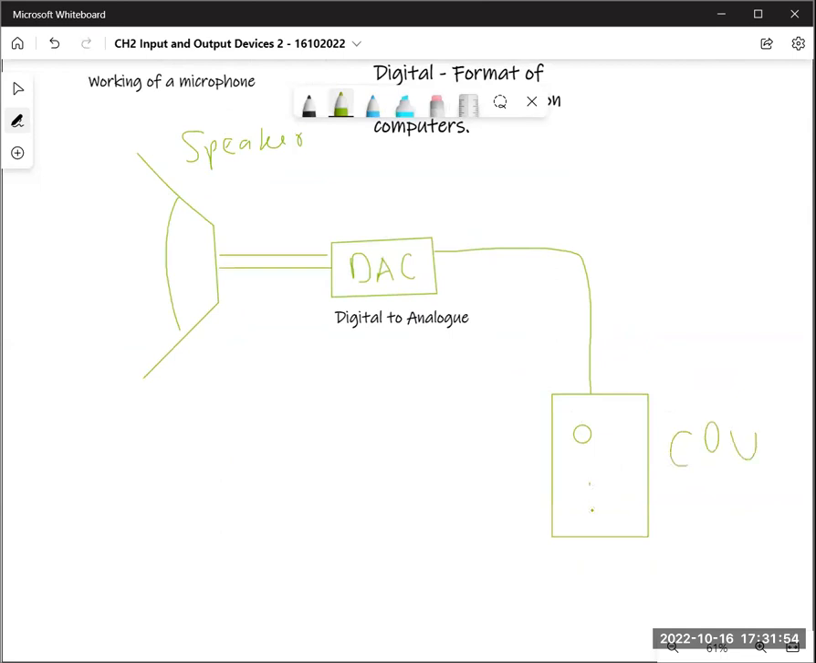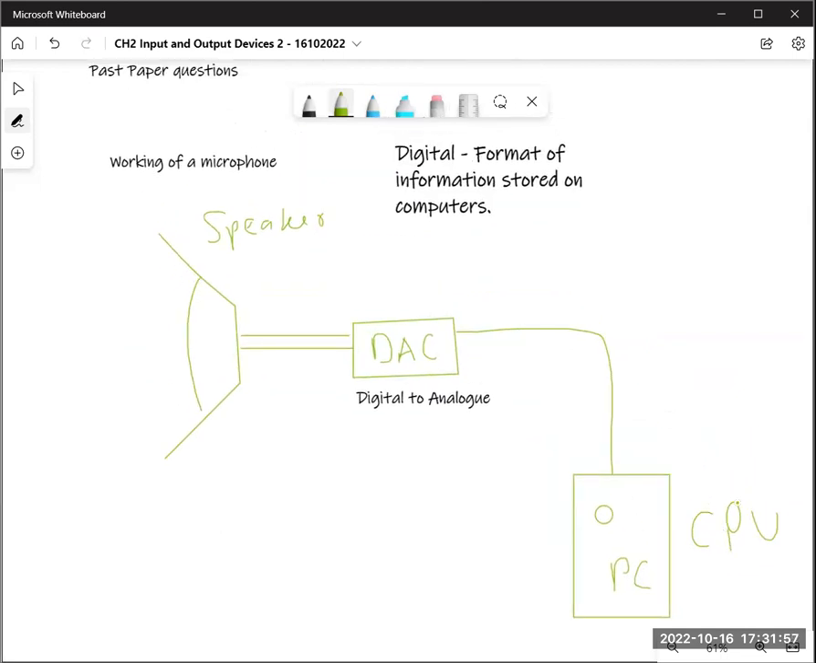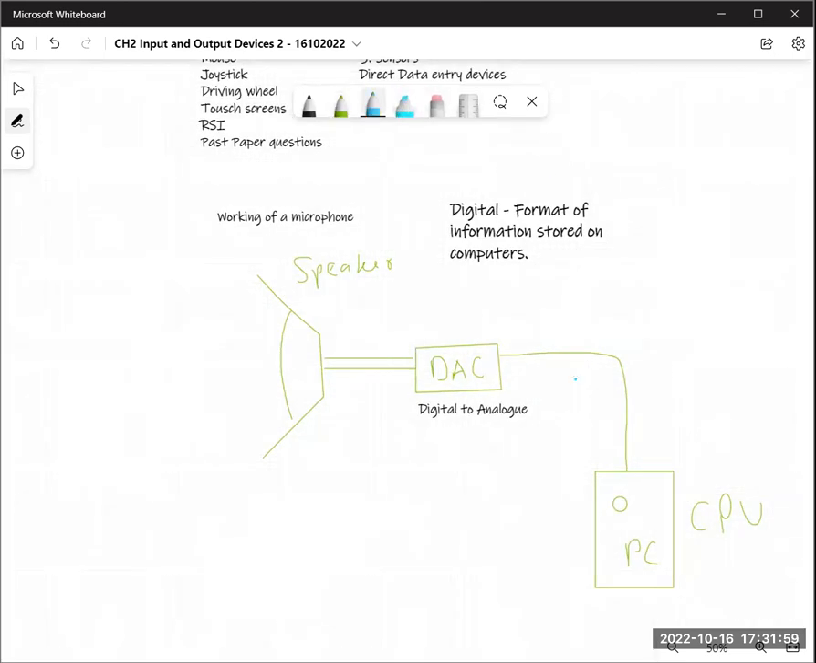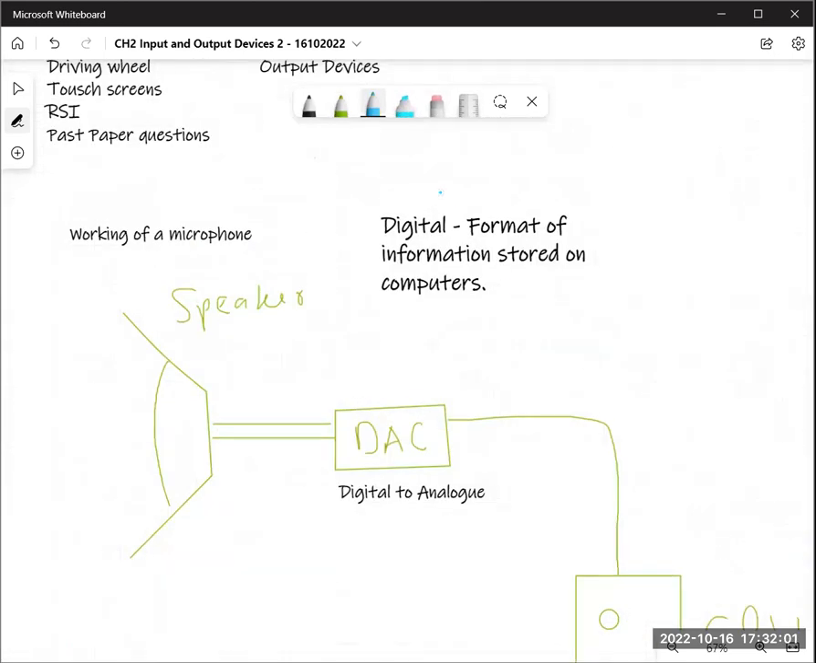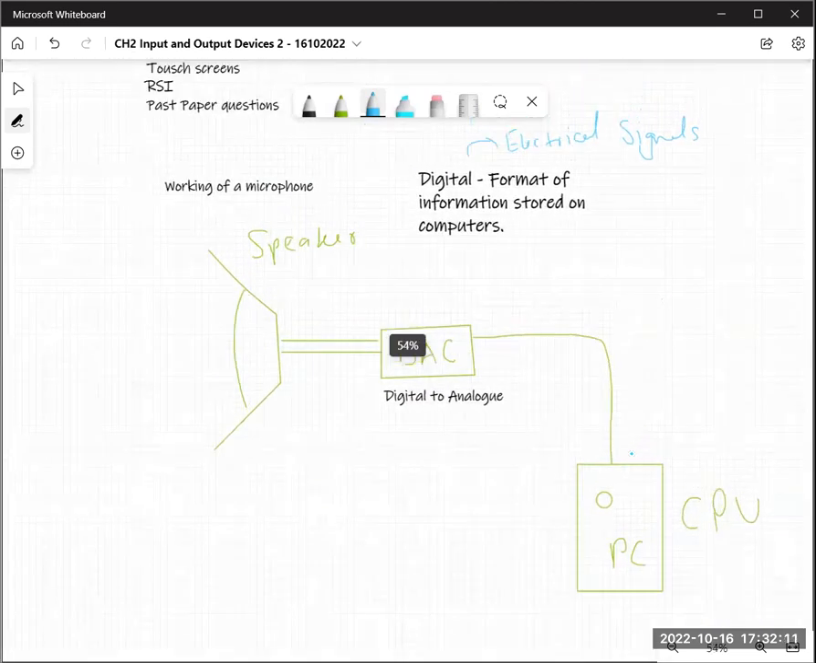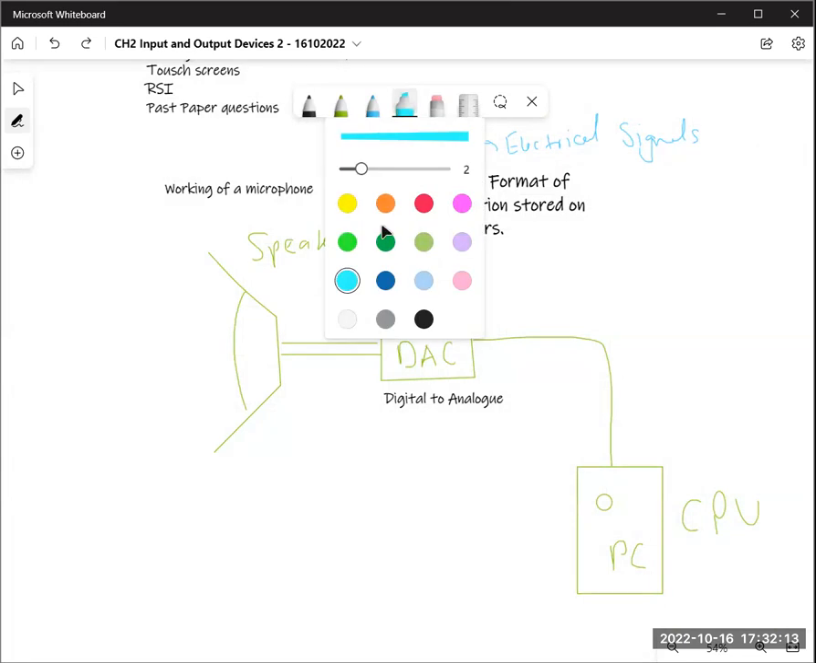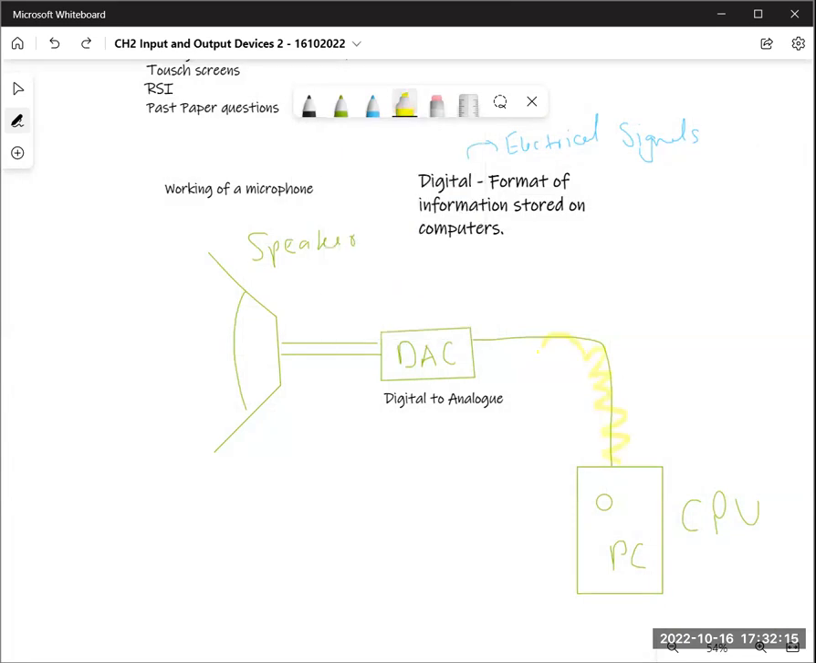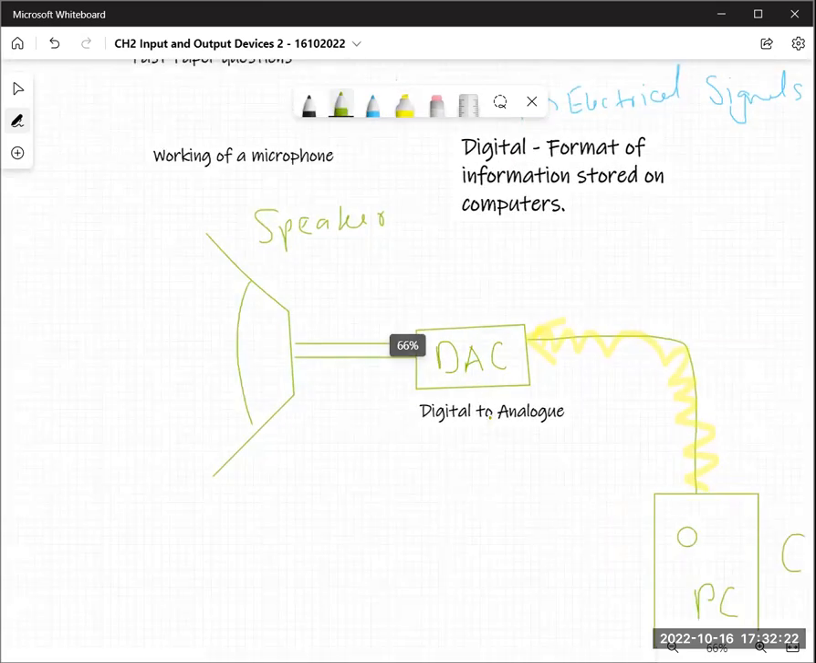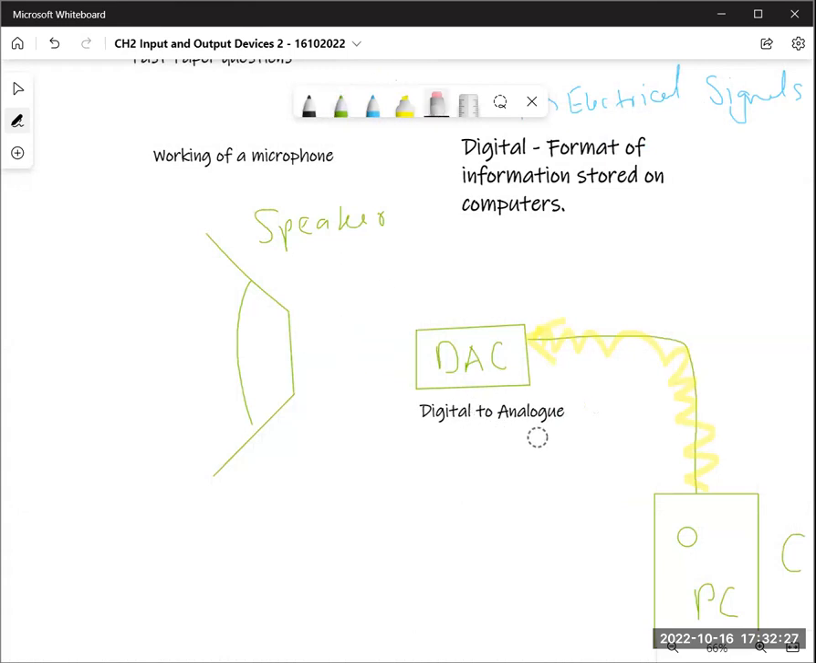the CPU in your PC. Now, what happens is from the CPU, some electrical signals are going to go there. Digital is also electrical signals. It's how they exist. So electrical signals go like this from here. Okay, these are my electrical signals. They're going in this direction. Then from here, this is called digital to analog. So what it does is it changes the signal.